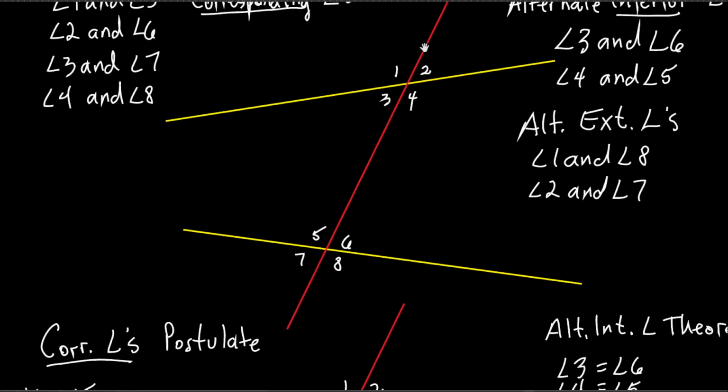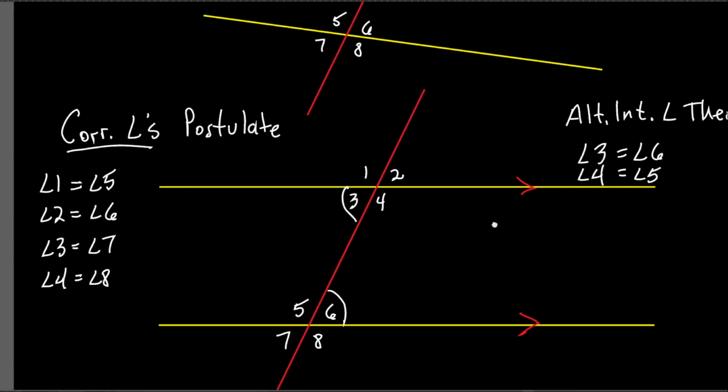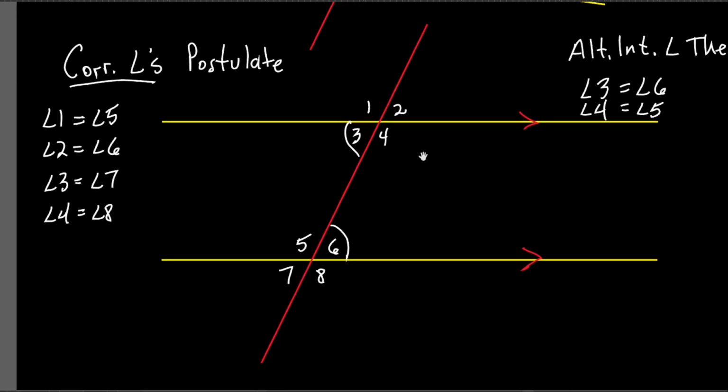Is it true when the two lines are not parallel? No, it's not. Okay? Even though 3 and 6 are still alternate interior angles, they're not equal to each other because these two yellow lines are not what? They're not parallel to each other. See the difference? So the only way that they're equal is if the two lines are parallel to each other. All right, we got one more set to do.